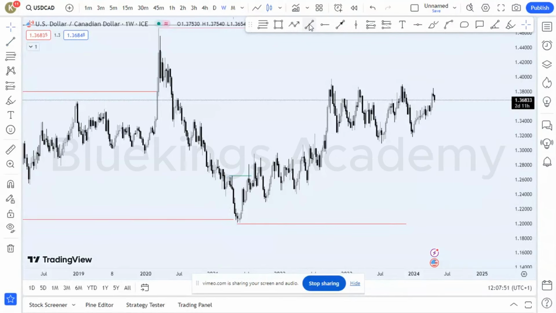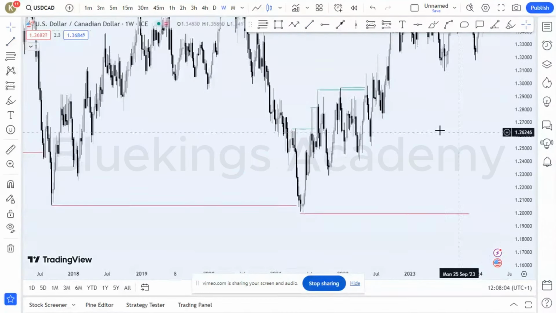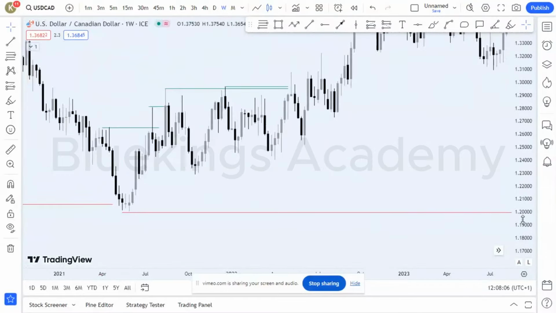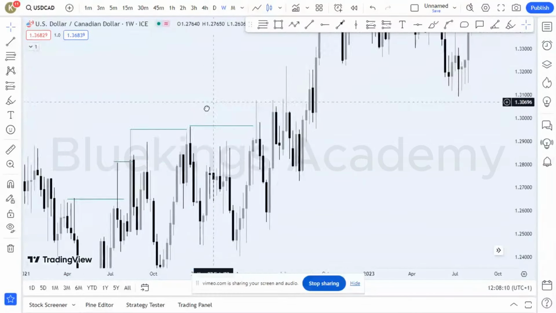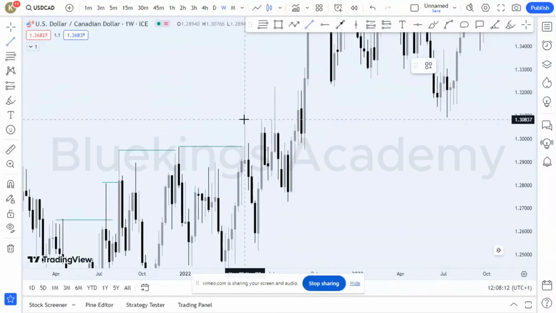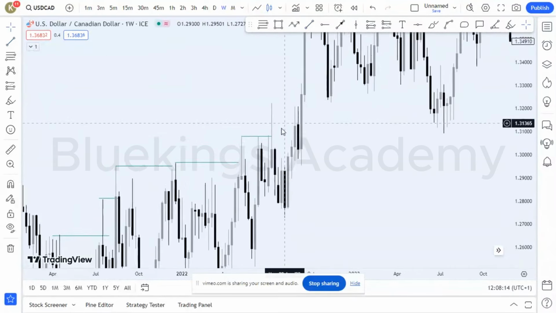It's going to be green. Green. Green. Green. So let's zoom in very well so we can follow up on these structures very well. Green.